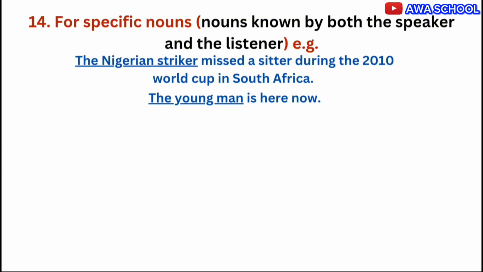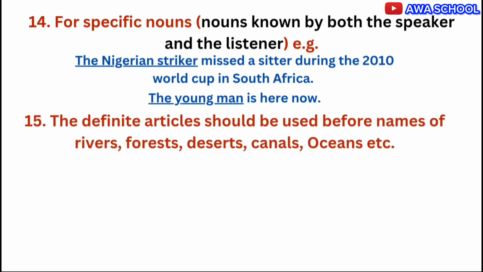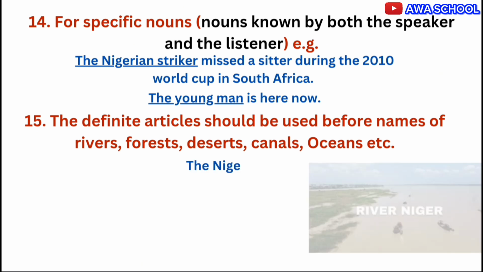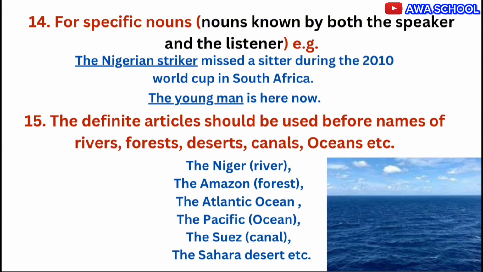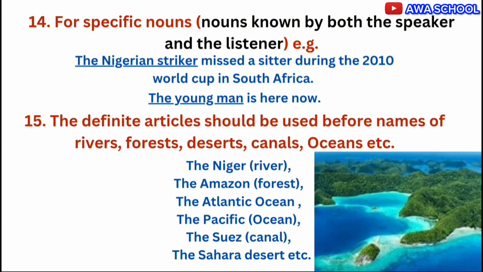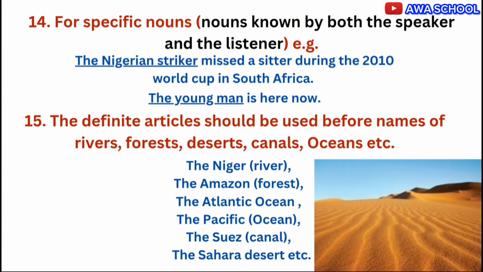Rule 15. When you talk about oceans, deserts, forests, rivers, etc., you make use of the article the. Example, the River Niger, the Amazon forest, the Atlantic Ocean, the Pacific Ocean, the Suez Canal, the Sahara Desert, etc. You cannot say a Pacific Ocean. If you do that, you mean there are more than one Pacific Ocean, which is incorrect.